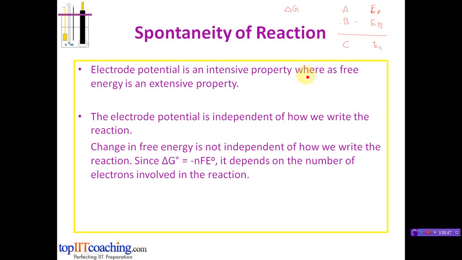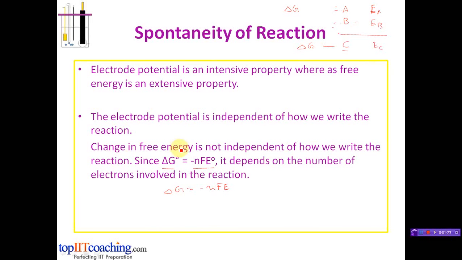But Gibbs free energy is an extensive property. So if we know the free energies for this and this reaction, and we obtain C by adding or subtracting these two, we can obtain free energy change for this reaction as well by either adding or subtracting the values of free energies for these two reactions. And then we can calculate the electrode potential for this reaction by using the relation delta G naught is equal to minus NFE naught, or delta G is equal to minus NFE.